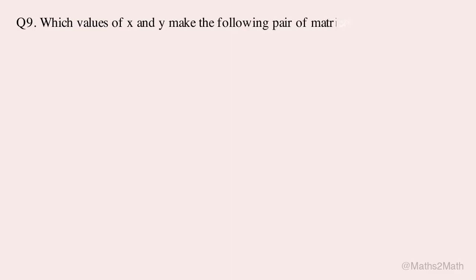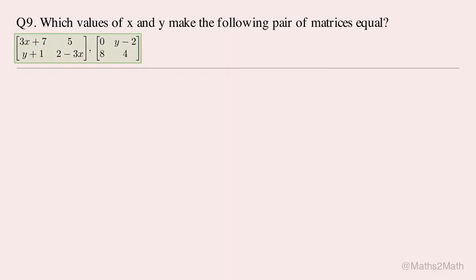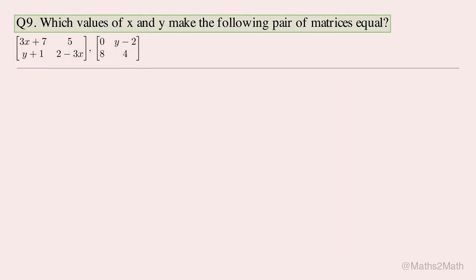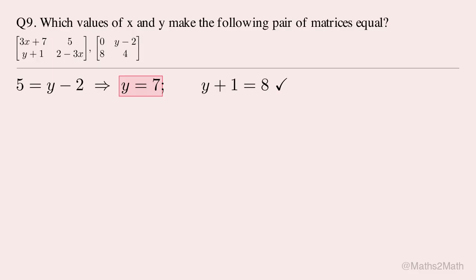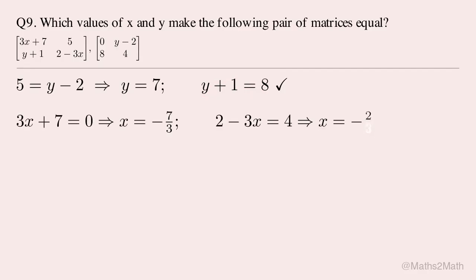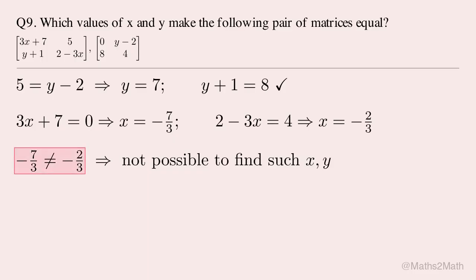Question 9, and it is a trap. Two matrices that look matchable. Which values of x and y make them equal? Let's try to match the entries and see. The top right entries force y. 5 equals y minus 2, so y is 7, and the bottom left agrees, since y plus 1 is 8. But x is demanded twice with different answers. 3x plus 7 equals 0 gives x equals minus 7/3, while 2 minus 3x equals 4 gives minus 2/3. One symbol cannot take two values, so no choice of x and y makes these matrices equal.